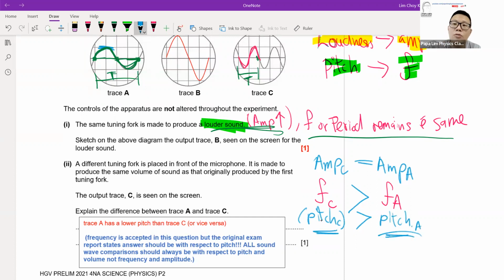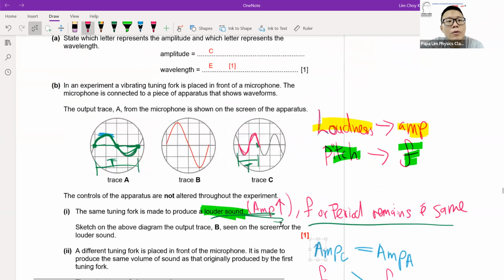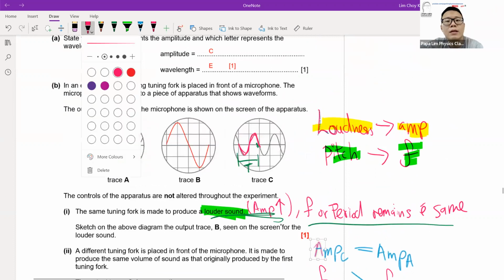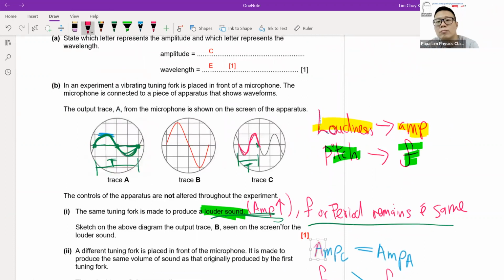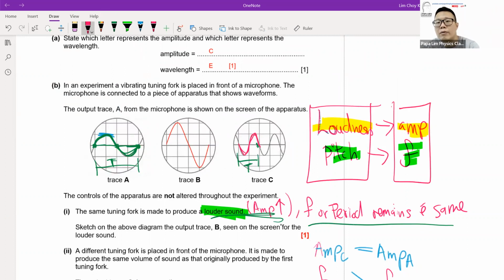Okay, so this is how I deduce the characteristics of trace C. I look at the amplitude, I look at the frequency. Why do I look at amplitude and why do I look at the frequency? Because I know that for sound waves, I have two properties, loudness and pitch, and loudness and pitch are controlled by amplitude and frequency.